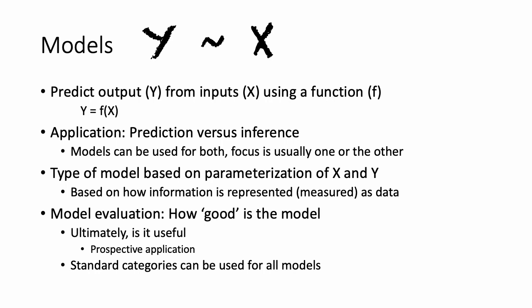And so when we turn to model evaluation, what we really want to know is how good is the model. Ultimately, the question is, is it useful, which can only be determined through prospective application and trial and error and seeing if it actually helps guide decisions or whatever we're using it for. But of course, before we get to that point, we like to know if we can trust the model, and that's where a set of standard categories can be used. It really applies to all models. That's what we'll talk about in the rest of the sessions for this part.